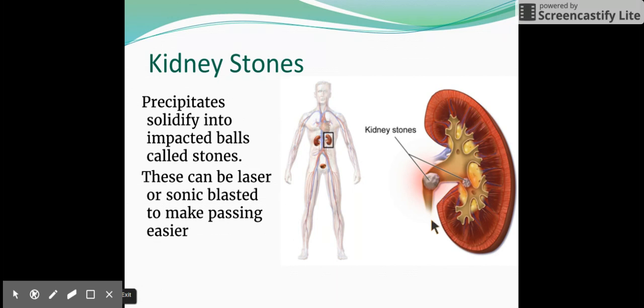Those can be sonically or laser blasted in order to make them smaller pieces that are easier to pass. Although sometimes, like kidney stones of this size, they'll probably just let those pass naturally because you're trying to reduce the amount of damage to the ureter. With kidney stones that are large, they can actually tear the ureter before they pass. And that is severely problematic and would have to be repaired with surgery.